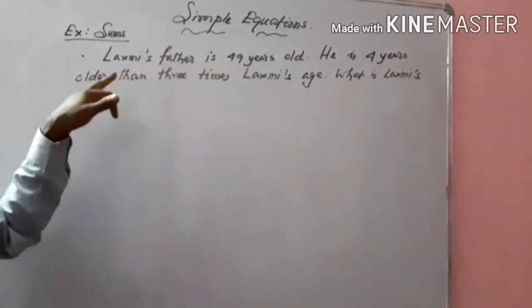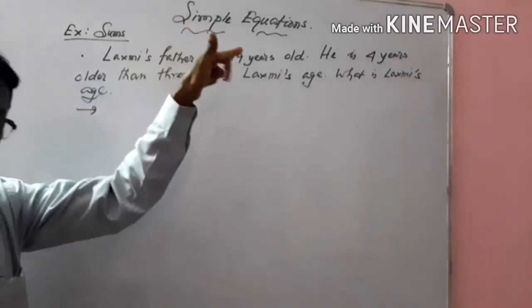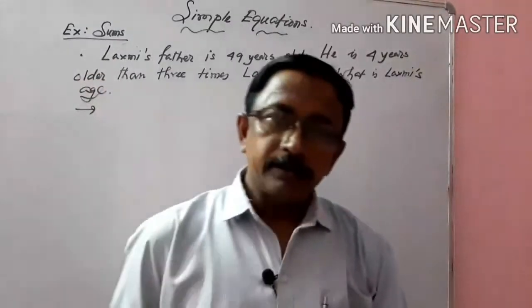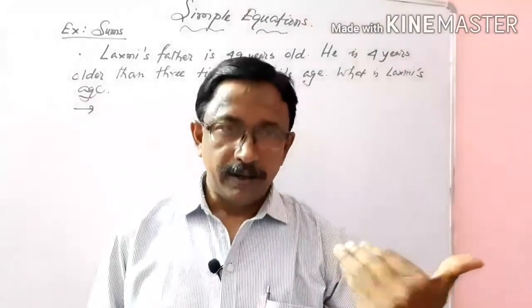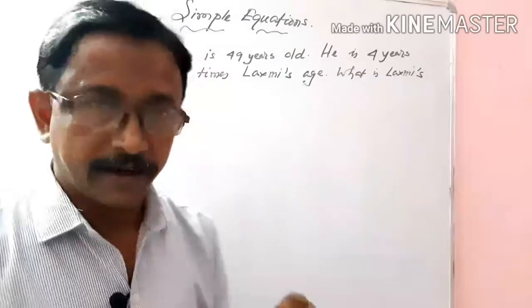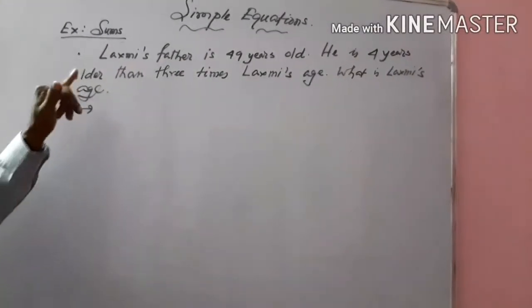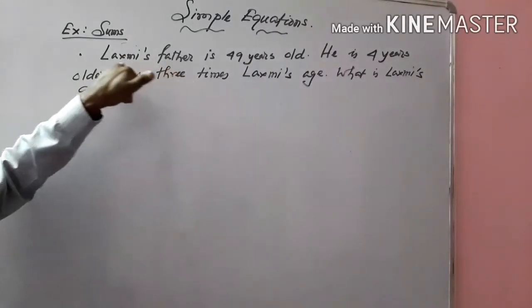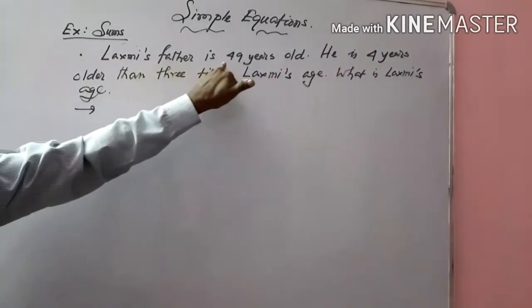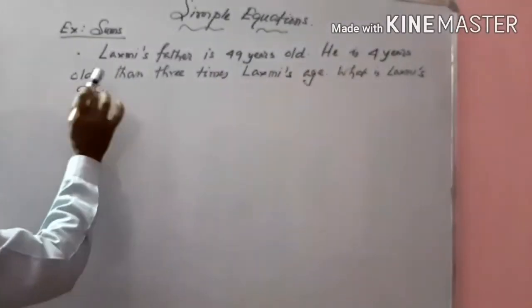Okay, students. Now I am showing one word problem from the same chapter. Whatever sum I am showing, these are from your book only, that is, whatever NCERT textbook is there. That is also in the exercise, I think 3.3, or you check which exercise this one is. Lakshmi's father is 49 years old. He is 4 years older than 3 times Lakshmi's age. What is Lakshmi's age?